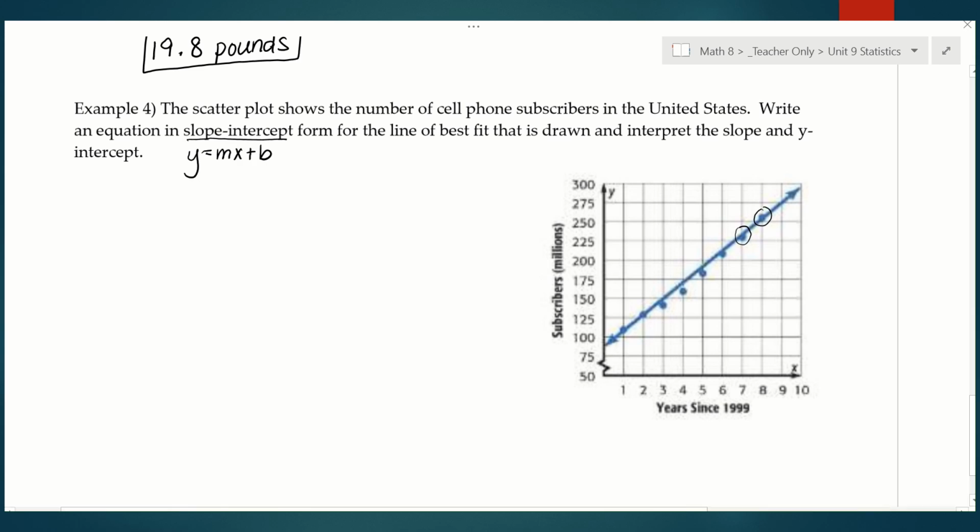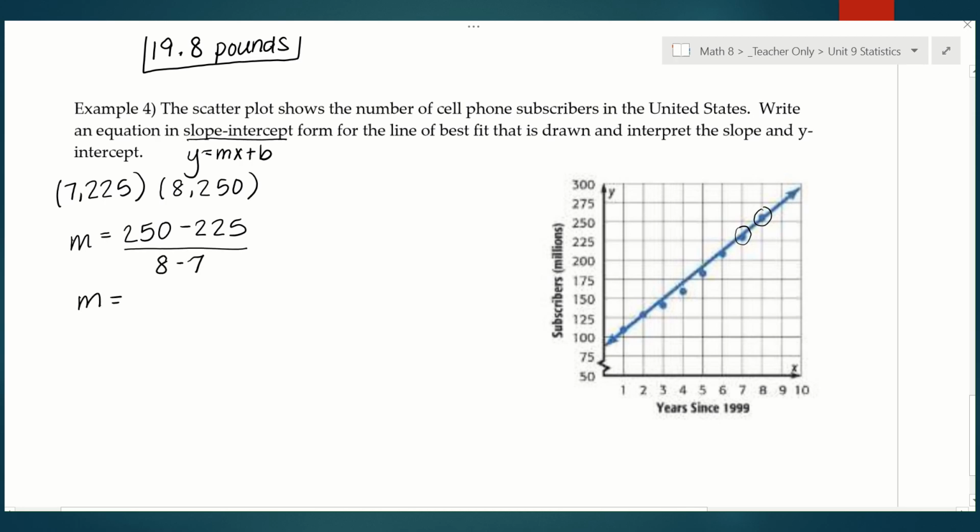So I'm going to use (7, 225) as my first point, and then I'm going to use (8, 250). I know it looks like it's a little bit above 250, but we'll go with that. Again, this is all about estimating. So my slope is going to be 250 minus 225 over 8 minus 7. Ooh, this works out very nice. 25 over 1 is 25.